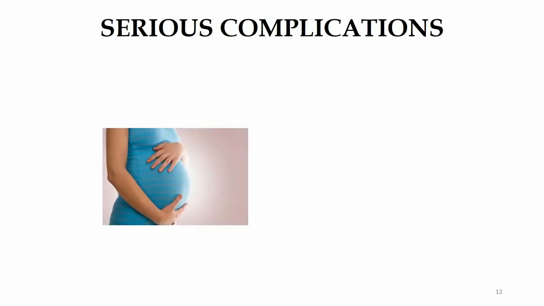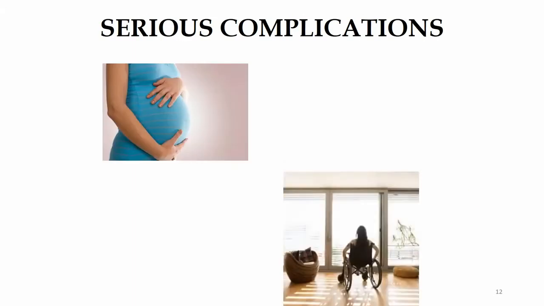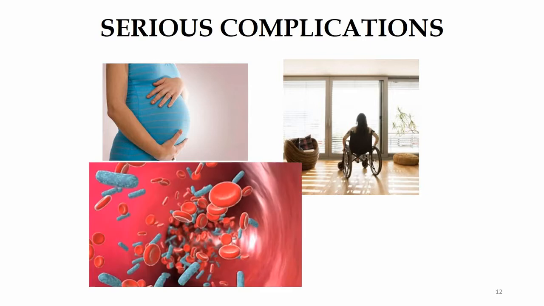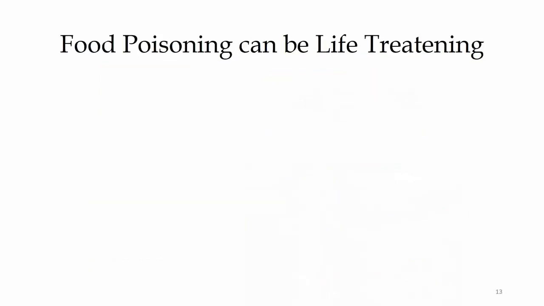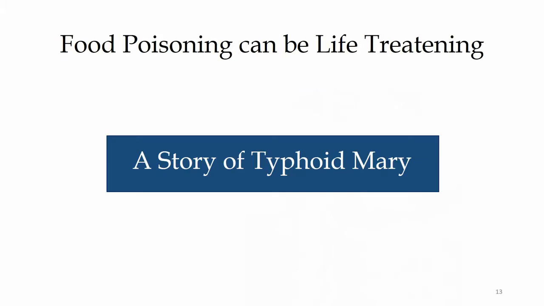So besides vomiting, diarrhea, and death, there are also other serious complications from food poisoning, such as miscarriage in pregnant women, paralysis, septicemia, and also Guillain-Barré syndrome. So food poisoning can be life-threatening. So before we end today's sharing, let us watch a video describing a cook who unintentionally spread salmonella through her delicious cooking.